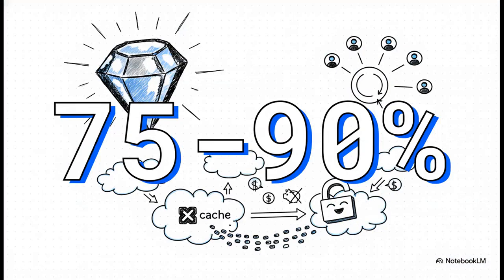First, we have to look at the shiny object: a 75 to 90% discount on input tokens. When you reference a cache token instead of paying the standard input rate, you're paying a tiny fraction of the cost. For high-volume applications that are just getting hammered with user queries all day, this looks unbelievably attractive. It honestly feels like you're hacking the cloud billing system.